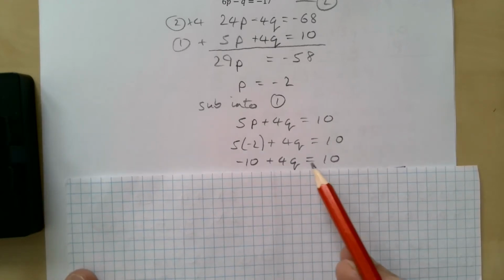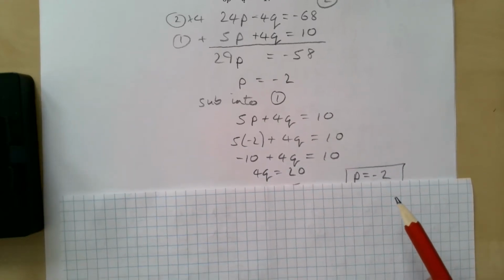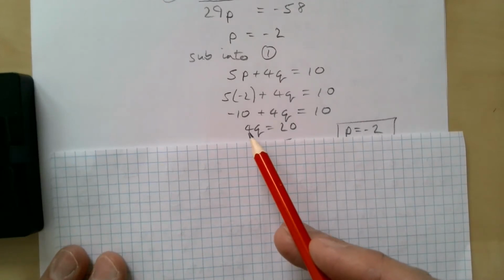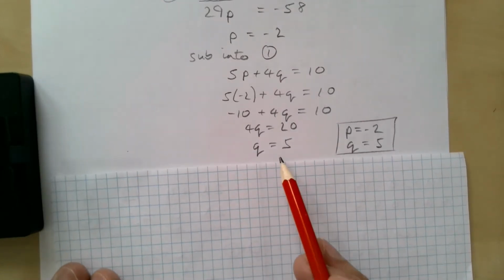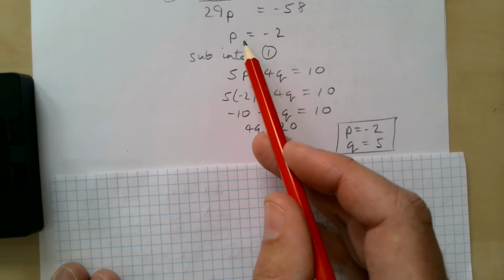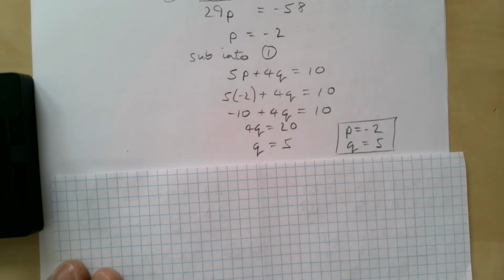Minus 10 plus 4q equals 10. This looks confusing, but it's okay. Add 10 to both sides, we get 4q is 20 and q is 5, and we know p is minus 2, so write in our answers here at the bottom.